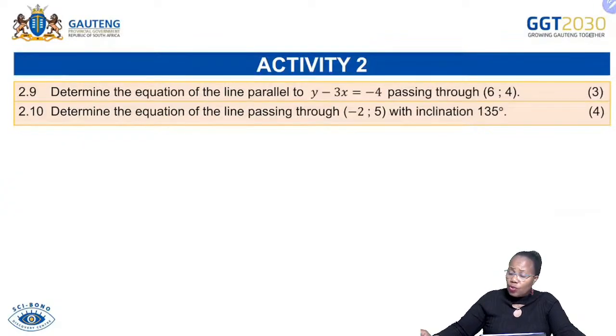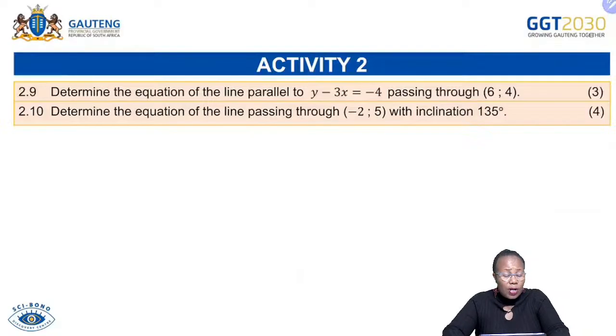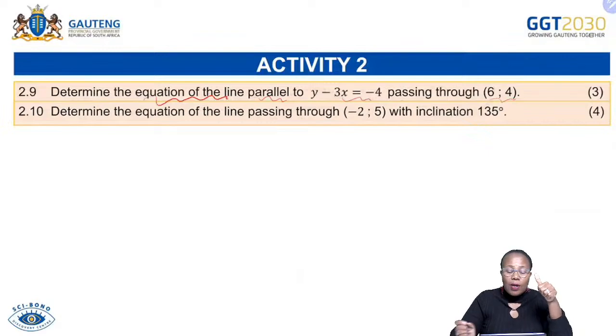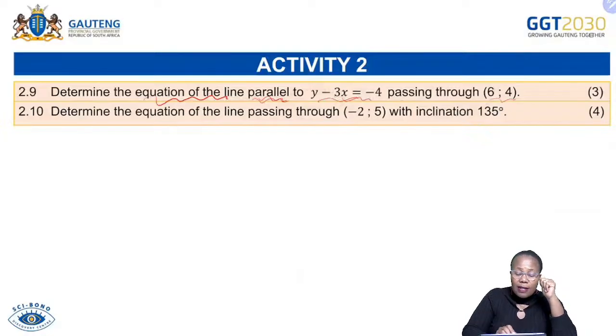And then the last two activities for the day, grade 12, we are still determining the equation of a line. And this line is parallel to this one, and it is passing through (6, 4). Do we have a gradient? We can have it from the word parallel because we have something that is parallel to that. And therefore, let's start there.